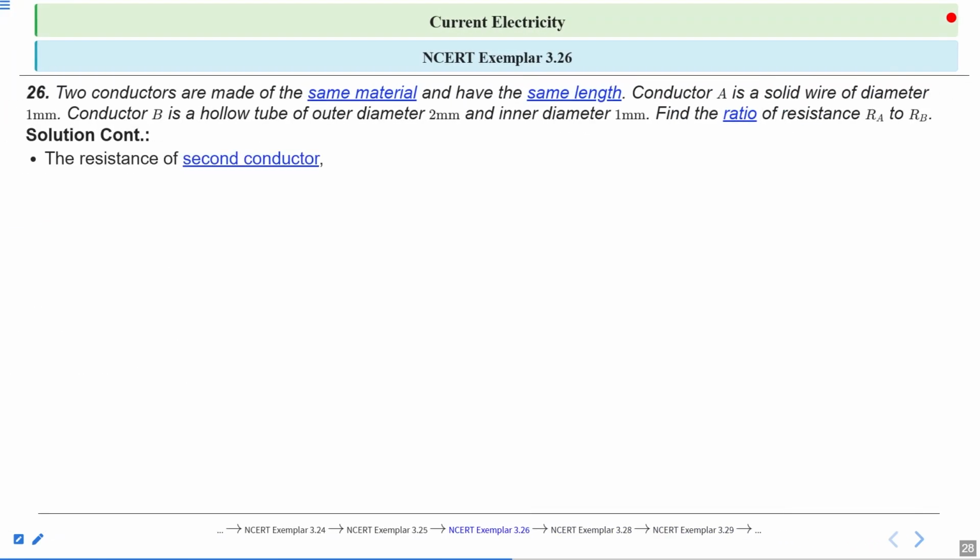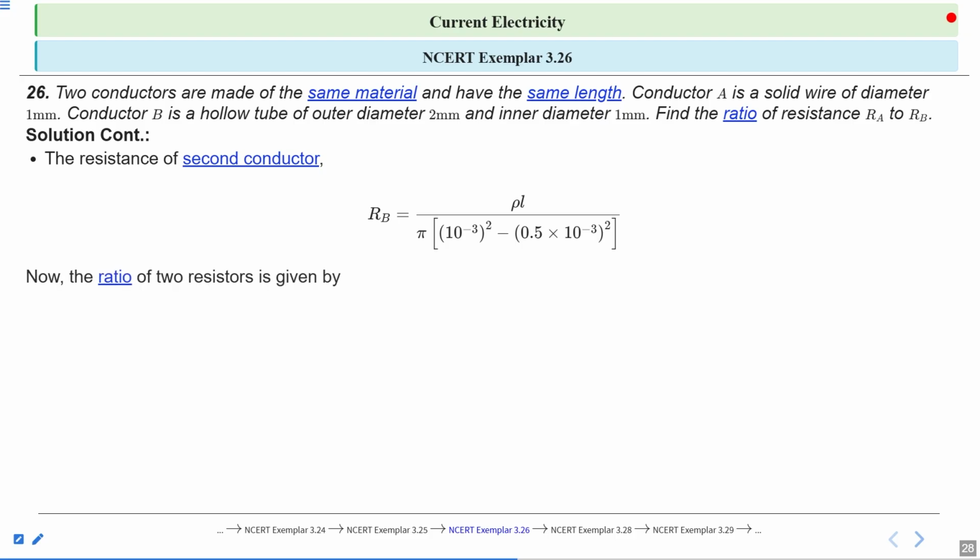The resistance of the second conductor is given by RB equal to rho L upon pi times ROB square, the outer radius square, which is 10 to the power minus 3 square, minus inner radius square, meaning 0.5 into 10 to the power minus 3 square. Now take the ratio of the two resistors, RA by RB, which is equal to 10 to the power minus 3 square minus 0.5 into 10 to the power minus 3 square upon 0.5 into 10 to the power minus 3 square.